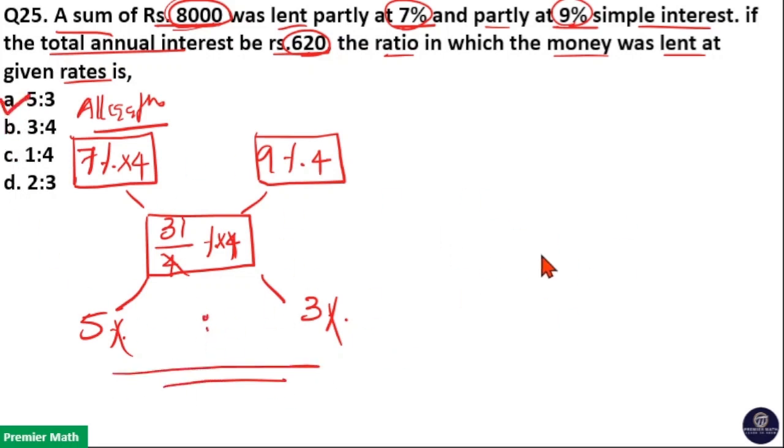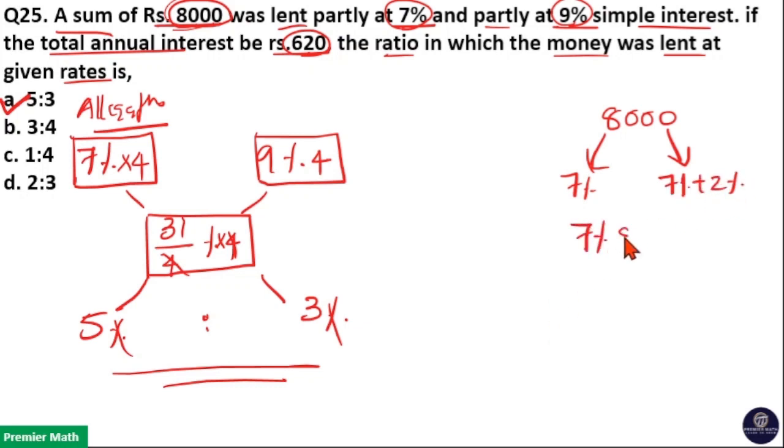If you want to do it in another method, here 8,000 is the total money and one part lent at 7% and the other part lent at 9%. I will write it as 7% plus 2%. Now 7% of principal 8,000 is equal to percentage, and 00 cancel, 7 into 80 is equal to 560. So 7% interest is equal to 560. But here the annual interest is 620. So the difference between 620 and 560 is equal to 60.